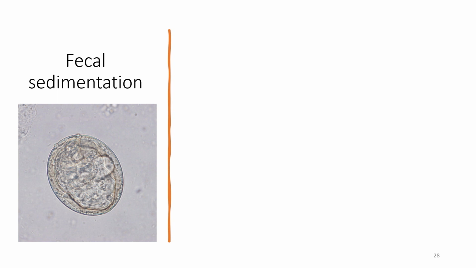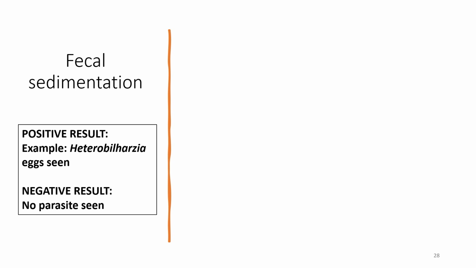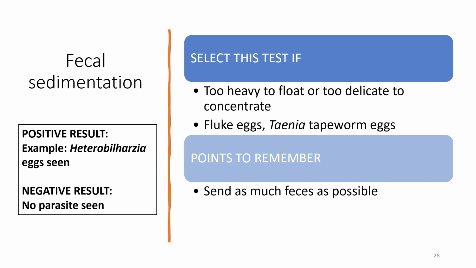Another special technique is the fecal sedimentation. Again, we have small animal flukes like Heterobilharzia, visualized here, that may make eggs that are very heavy to float, and so these are best tested using a fecal sedimentation test. Results may look like this, where if we have results from a positive case, we might say Heterobilharzia or Alaria eggs seen. We only recommend that you select this test if you have some suspicions for fluke eggs, or if you suspect that the animal may have Taenia-type tapeworms, which do not float very well.